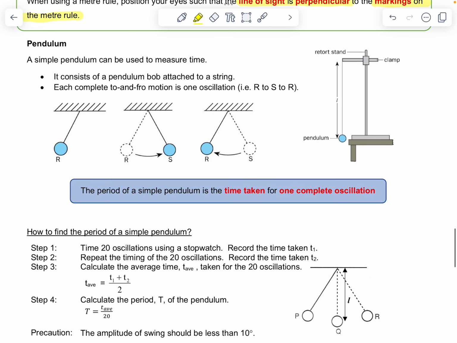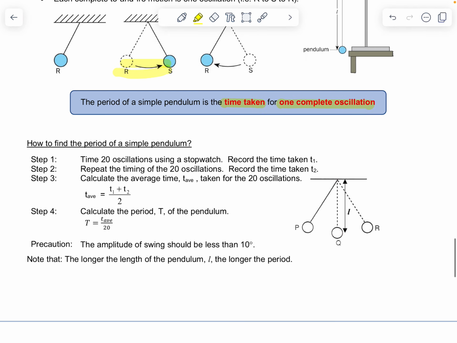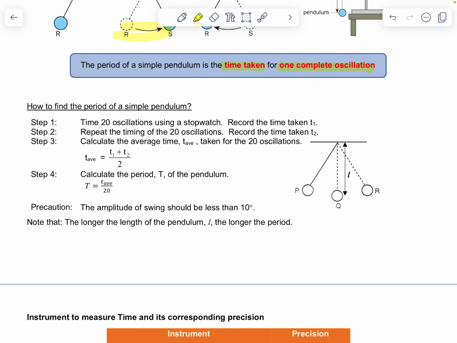So how do we measure time? We use a stopwatch. The period of a simple pendulum is the time taken for one complete oscillation, which means the ball will go from R to S and then back to R. And we reduce the error by taking an average time over 20 oscillations.